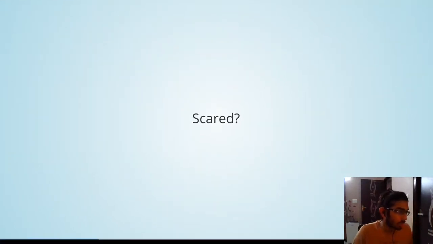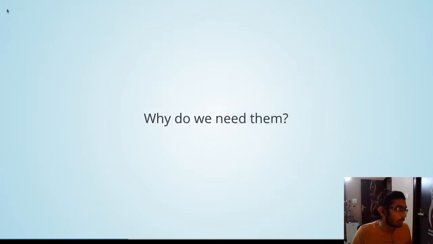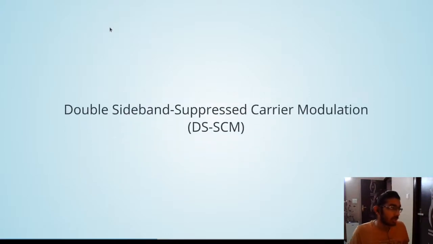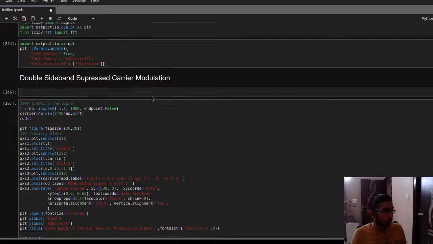Before diving into what they are, let's dive into why we need them in the first place. So we need them to generate the double sideband suppressed carrier modulation. A very big term. Let's try to break it down. Let's see what this modulation is.